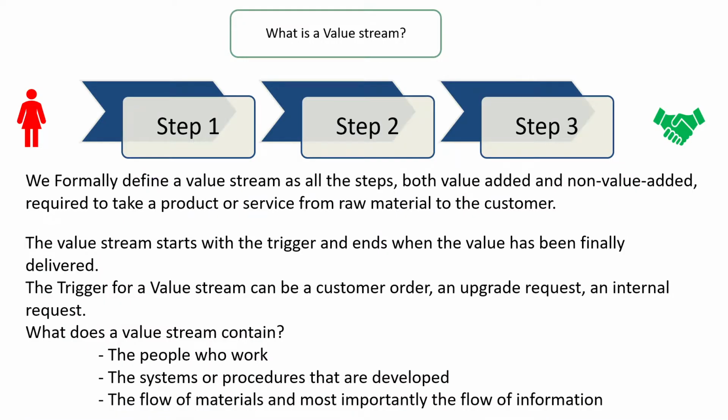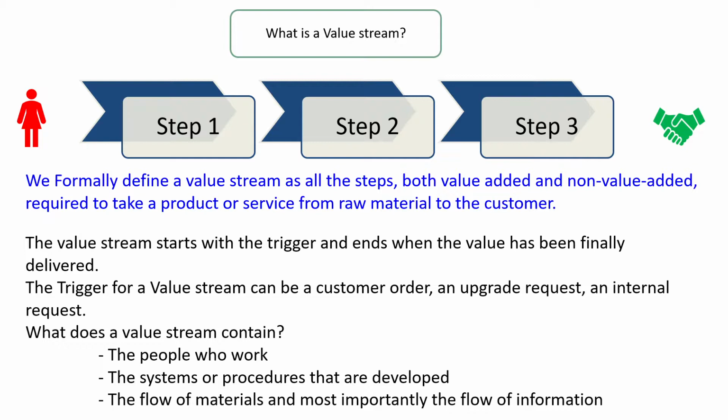Let's answer the question. What is a value stream? We formally define a value stream as all the steps, both value-added and non-value-added, required to take a product or service, from raw material to the customer. The value stream starts with the trigger and ends when the value has been finally delivered. The trigger for a value stream can be a customer order, an upgrade request, or an internal request.